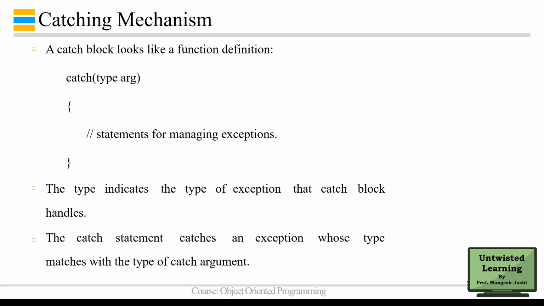Catching mechanism. A catch block looks like a function definition, that is catch and the corresponding argument type. It may be int i, it may be char s, or it may be float f. Right? It is very similar to your function definition. And then you will have statements for handling exceptions. The type indicates the type of exception that the catch block handles. The catch statement catches an exception whose type matches the type argument. Right? We have already seen that.